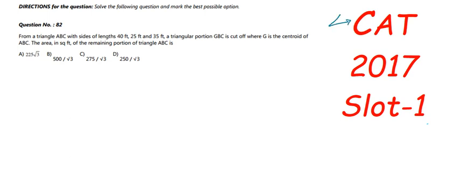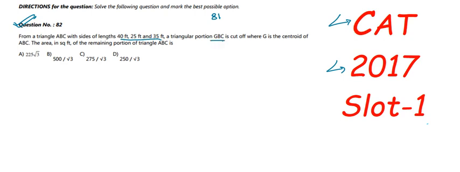Today we are going to solve CAT 2017 question paper. In our last videos, we have solved questions up till 81. So now we are going to start with question number 82. Question number 82 says, from a triangle ABC with sides of length 40 feet, 25 feet, 35 feet, a triangular portion GCB is cut off.